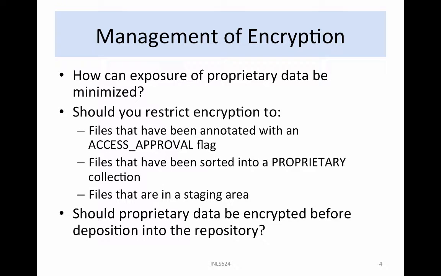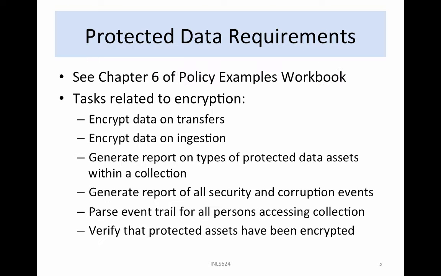When should data be encrypted? How can exposure of proprietary data be minimized? Policies are needed to decide when encryption is required and where the encryption should be performed. Possible policies might restrict encryption to files that have been annotated with an access approval flag, files that have been sorted into a proprietary collection, or files that are in a staging area. Should proprietary data be encrypted before deposition into the repository? This is the safest approach, but requires a shared secret with the client.